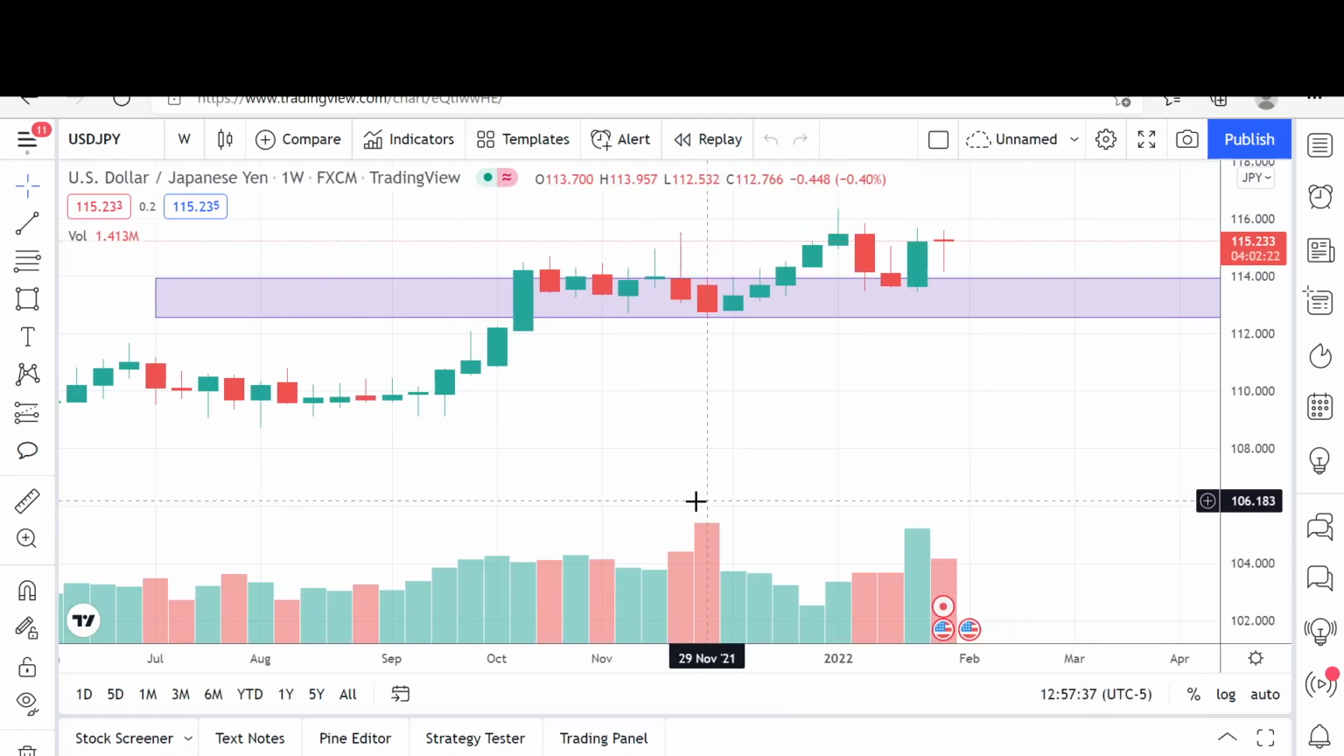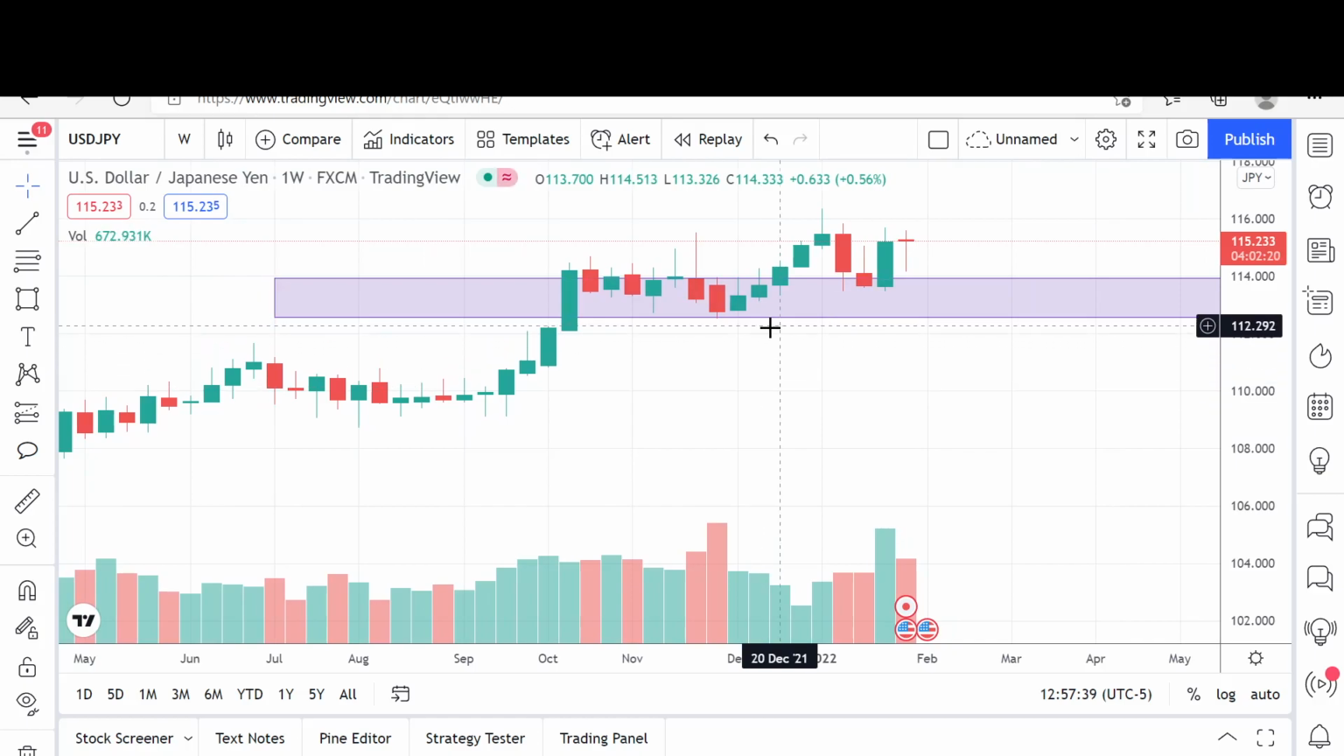Oh, and I want to go over one more thing. One thing I don't like about this though is it did spend a little bit more time than I like in this specific area. I like a strong move away from the level. You can see this bullish candle didn't engulf this bearish candle, and it spent a few weeks in this specific area. I like a strong move away.